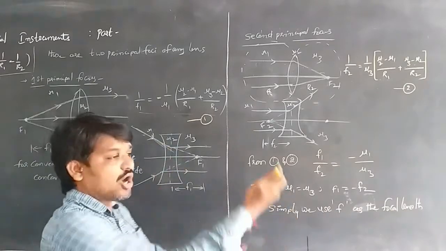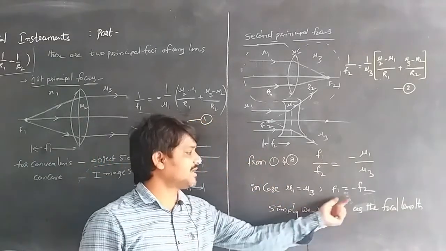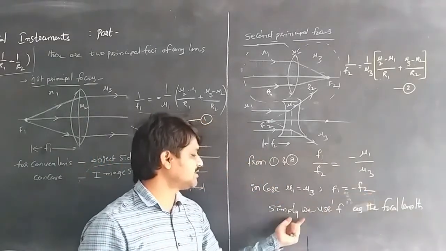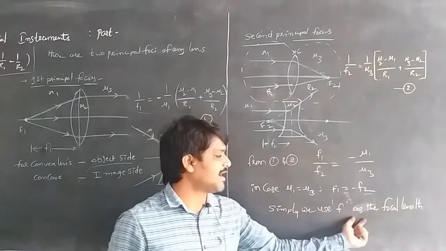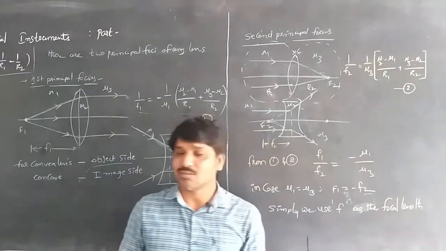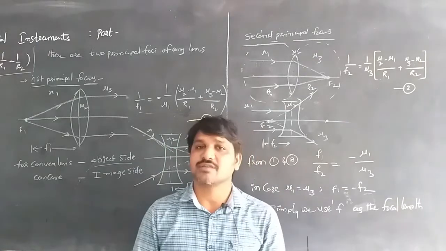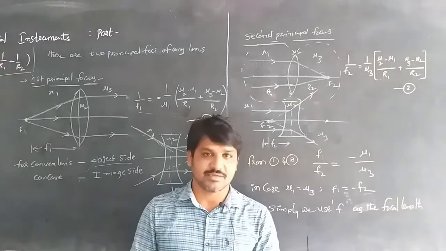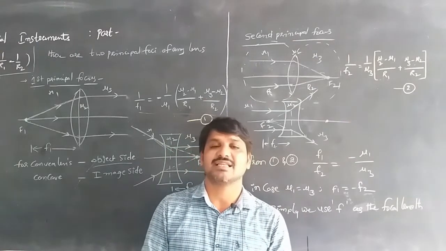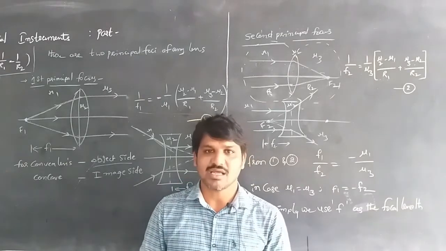We take it as opposite to the incident light. So that's why we take minus f2, and then we can get the equation. Simply use f as the focal length. This is about the different forms. If light travels through different mediums, then the lens maker's formula changes.